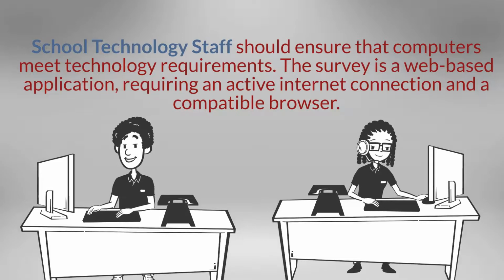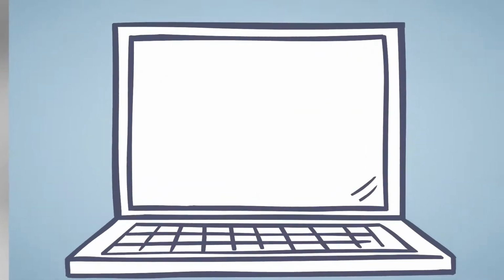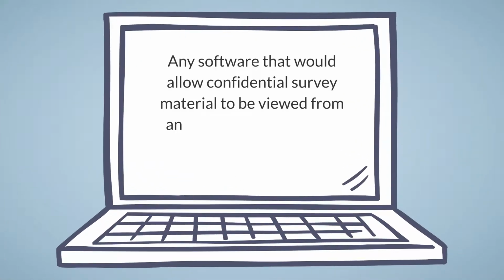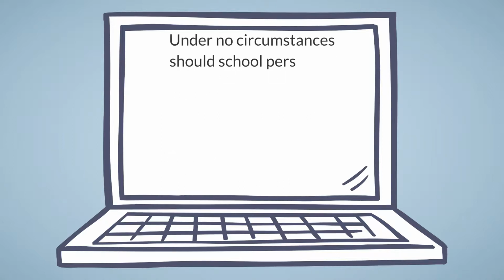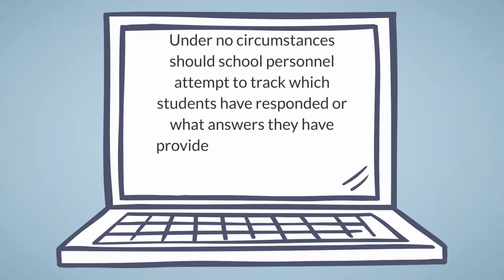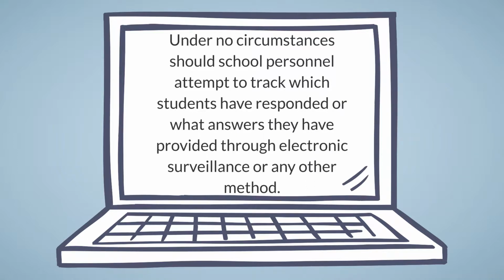School technology staff should ensure that computers meet technology requirements. The survey is a web-based application requiring an active internet connection and a compatible browser. Any software that would allow confidential survey material to be viewed from another computer during the administration of the survey should be disabled. Under no circumstances should school personnel attempt to track which students have responded or what answers they have provided through electronic surveillance or any other method.